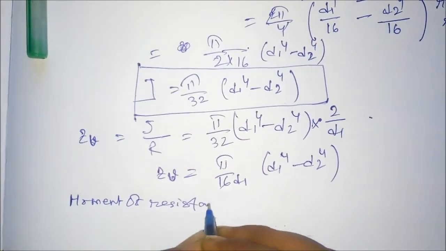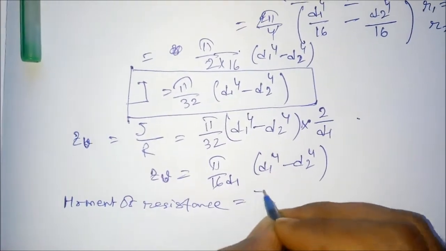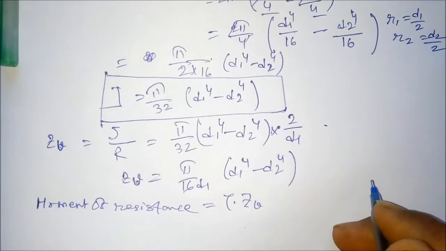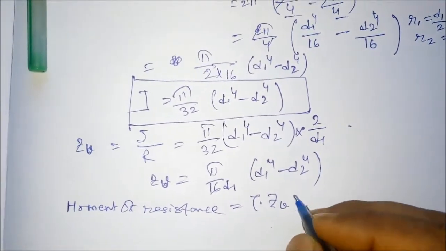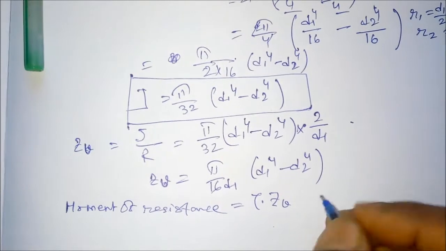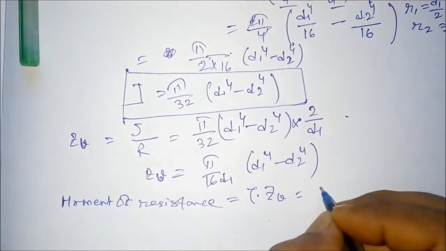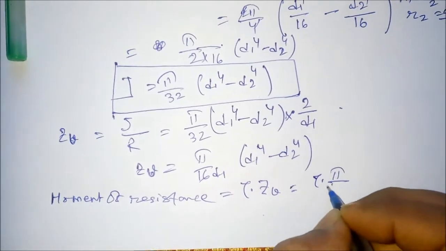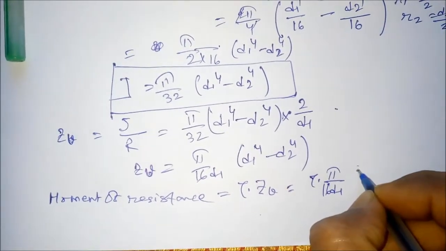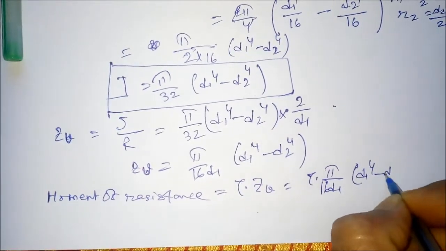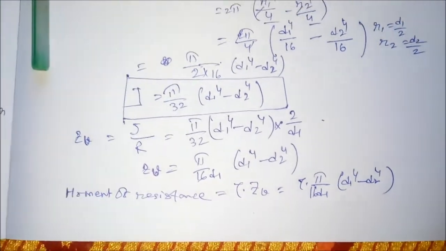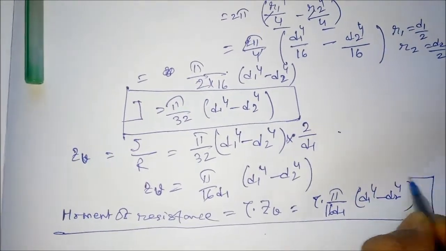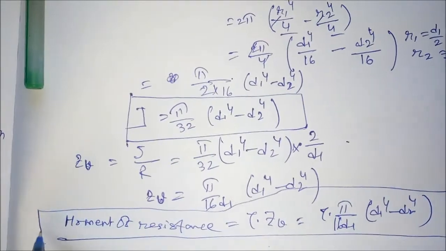Now what will be the moment of resistance then? Moment of resistance is nothing but tau multiplied by Zp, stress multiplied by the polar modulus, right? So if you multiply, you will be getting this equal to tau multiplied by pi by 16 d1 (d1 to the power 4 minus d2 to the power 4), right? So this is our moment of resistance for a hollow section, right?